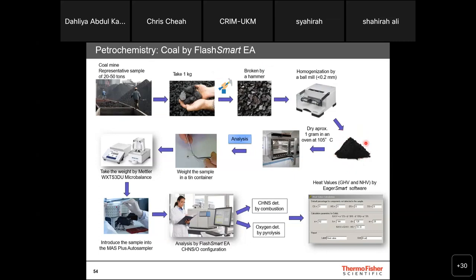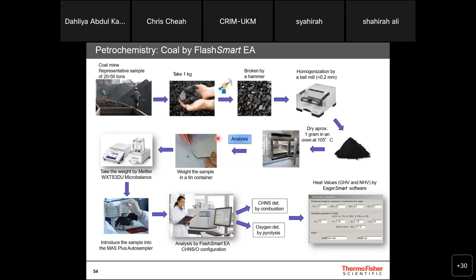After the ball mill, the sample may have moisture, so this is why we need to dry it. About 1 gram will be sufficient, because the sample weight we are taking is about a milligram. So 1 to 5 grams will be sufficient. We dry it in the oven, which is just to remove moisture.